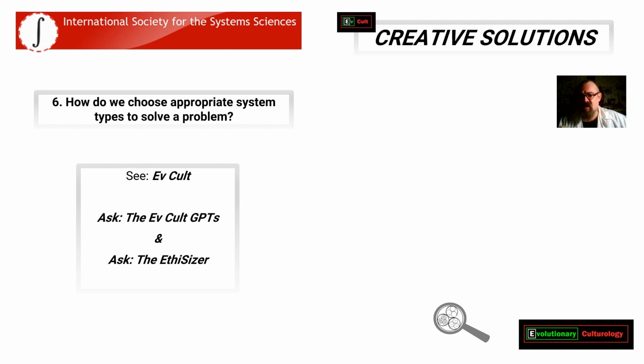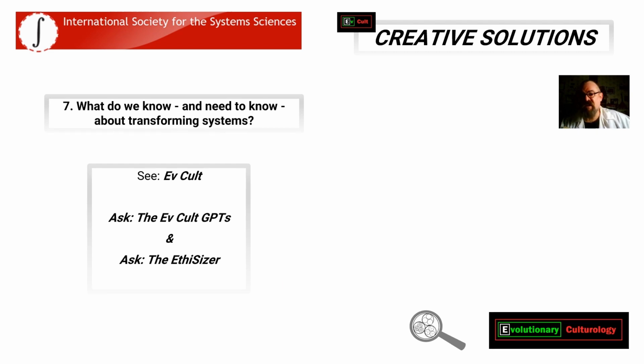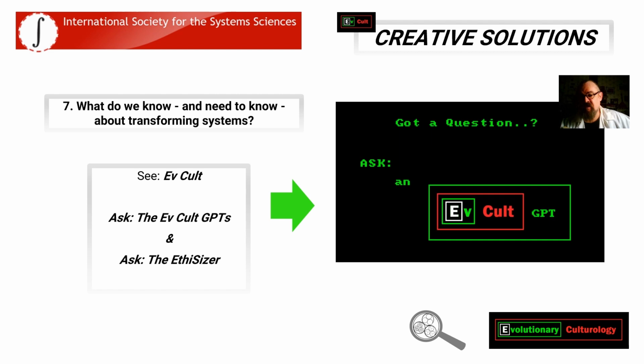How do we choose appropriate system types to solve a problem? Again, see Ev Cult and ask an Ev Cult GPT. Next. On that URL there. What do we know and need to know about transforming systems? Again, see Ev Cult, ask one of the Ev Cult GPTs. There's the URL.